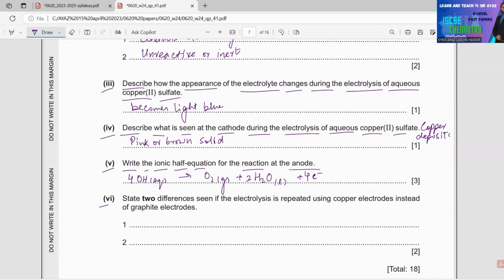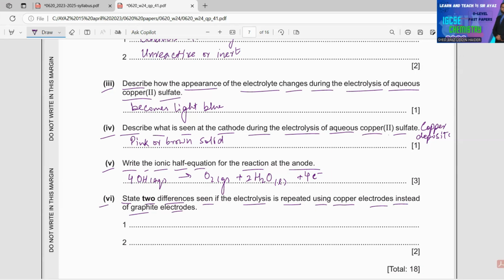Number 6, state 2 differences seen if the electrolysis is repeated using copper electrodes instead of graphite electrodes. Now, first difference must be related to the electrodes. So, cathode will gain in mass. You can write any two from this. Cathode will gain mass, anode dissolves. You won't see any bubbles at the anode. And also, the color remains same or constant.